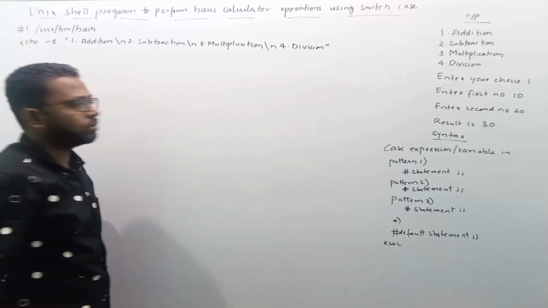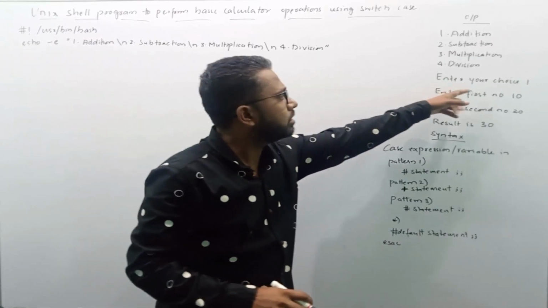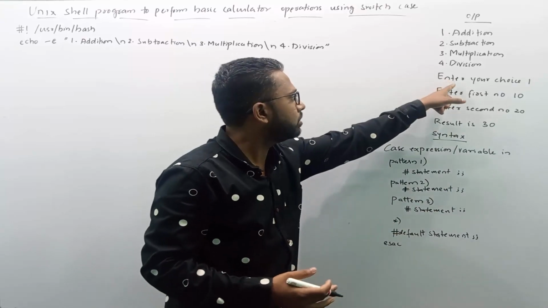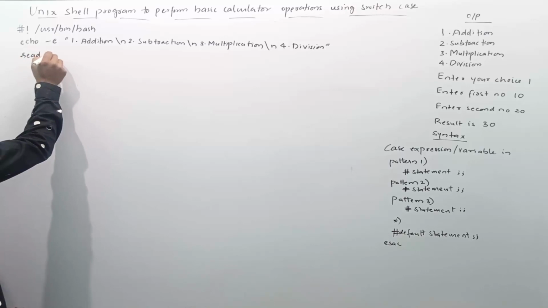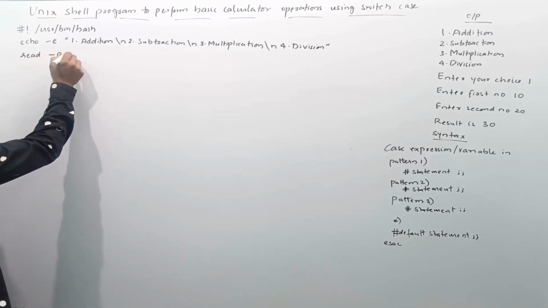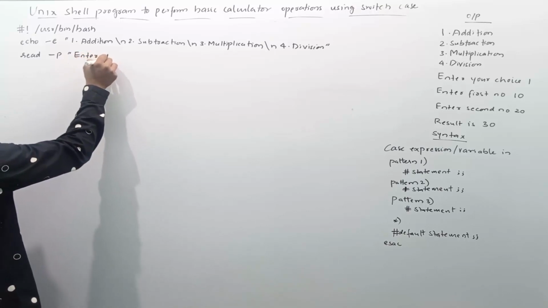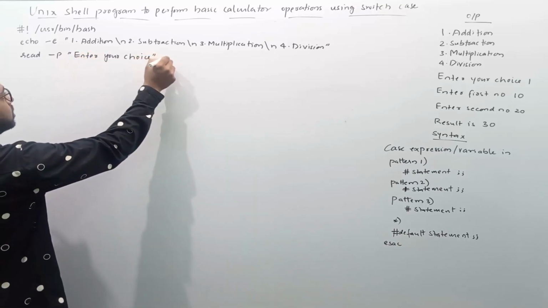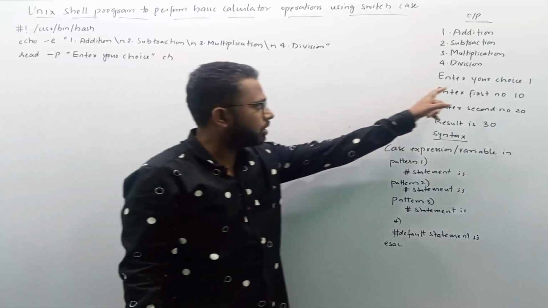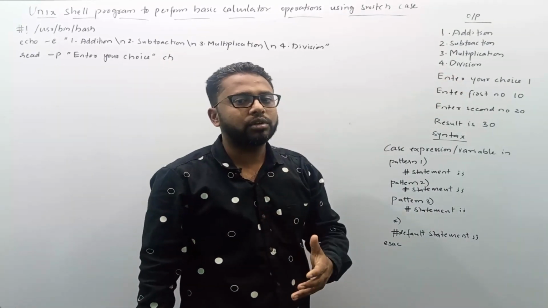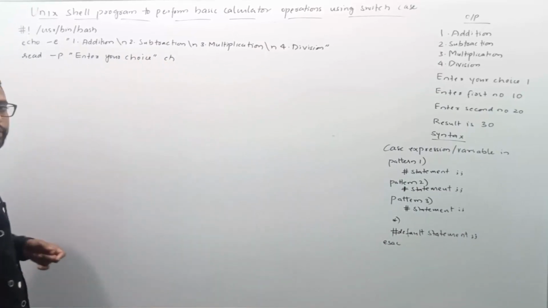I need to ask the user to enter their choice, right? So that means you need to display this message. I will use the read command: read space -p space double quote enter, and I will create a variable ch. After seeing this message, the user will enter their choice. That choice needs to be stored inside this choice variable.